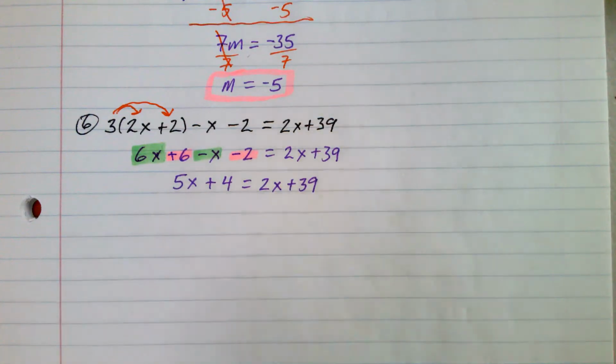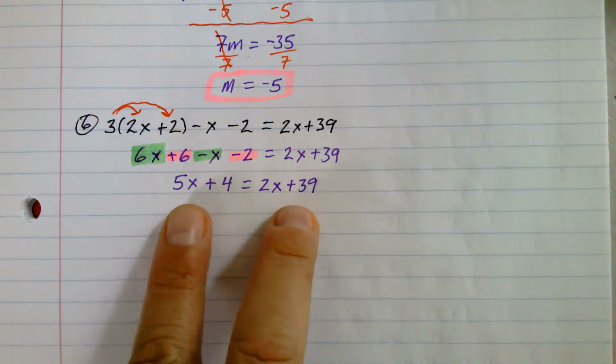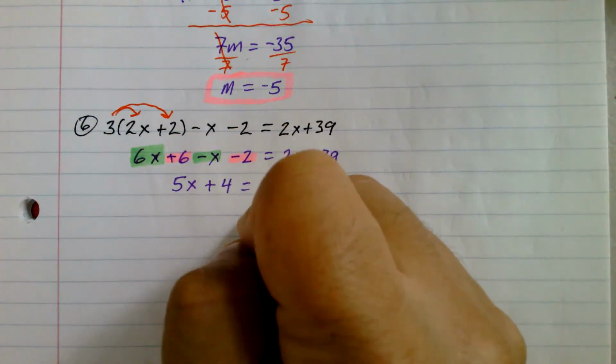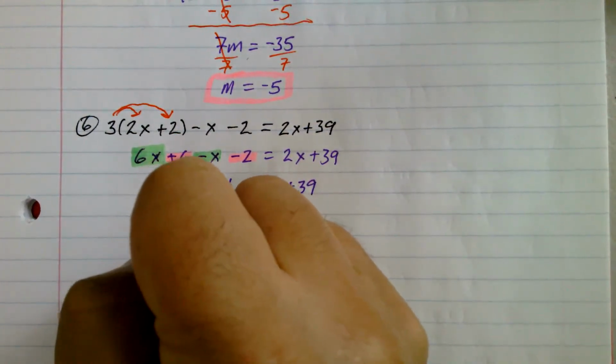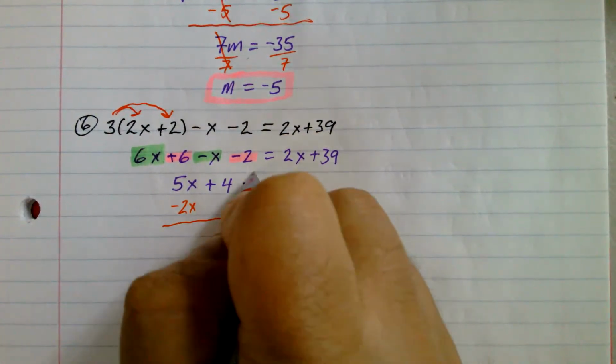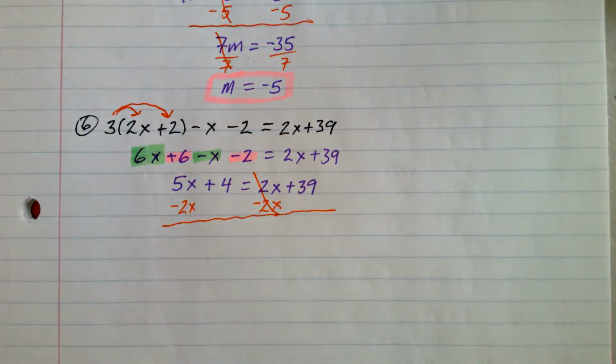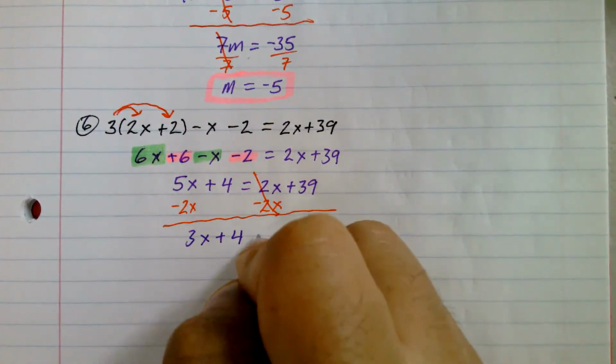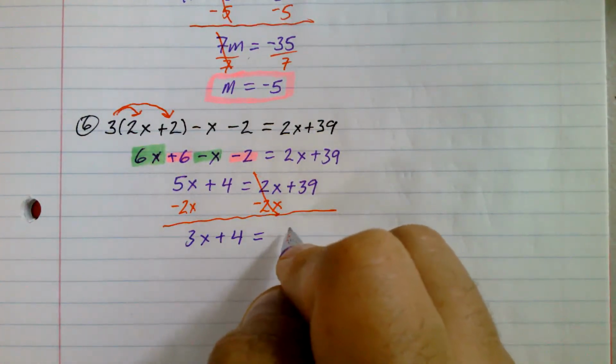Okay, so now after combining on either side, it says eliminate the variable on one side or the other if needed. And this time we do need to. We have 5x on the left, 2x on the right. Which one should we eliminate? The 5x or the 2x? Remember, you'll get the same answer either way. I would get rid of 2x myself. Let's get rid of 2x, minus 2x, to cancel that positive 2x. Okay, so that's going to give us 3x plus 4 equals 39.